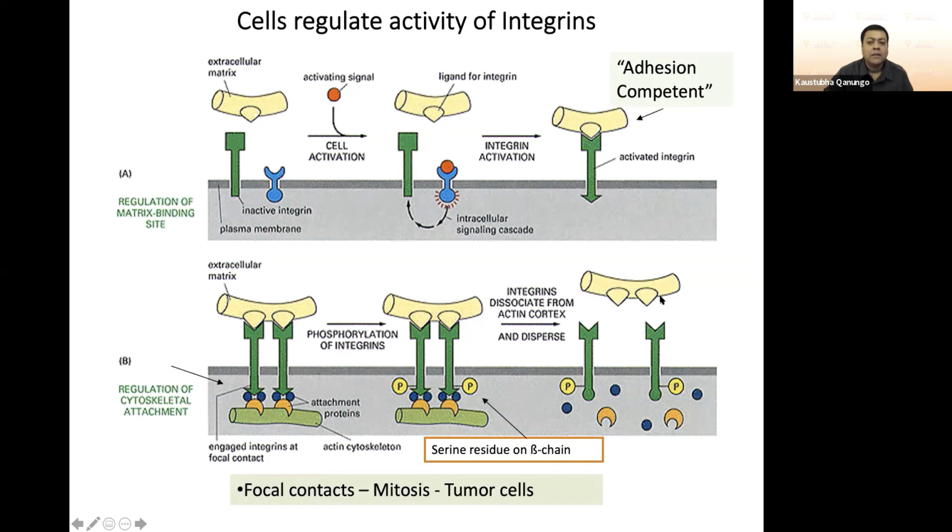At that time, there will be no binding and they will all disperse. So this is basically a process of deregulating or deactivation of integrin. Now, where this actually happens, a very nice example is the focal contact.